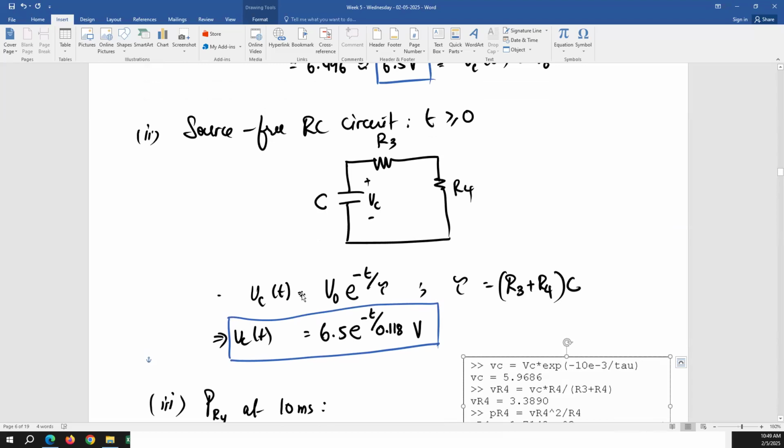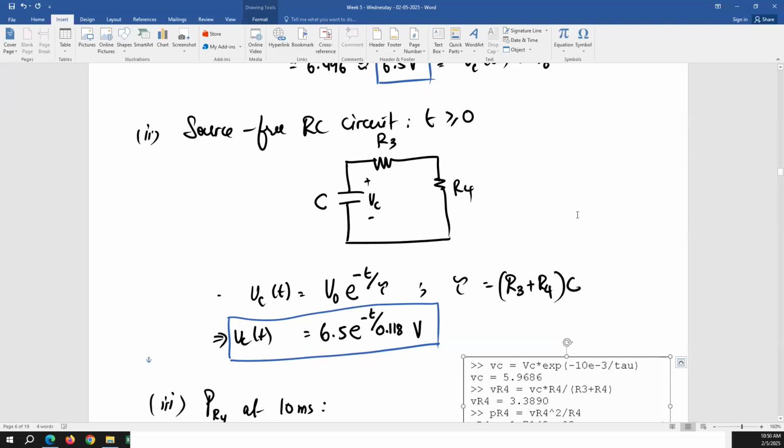Well, it is a source-free circuit because the time at which the power is required is 10 millisecond, and at that time the circuit is source free because the switch is opening at 0. So 10 millisecond is after 0, right? So it is a source-free circuit. We did redraw the circuit, but we're not changing anything. It's still the same source-free circuit. There's nothing changed in there.